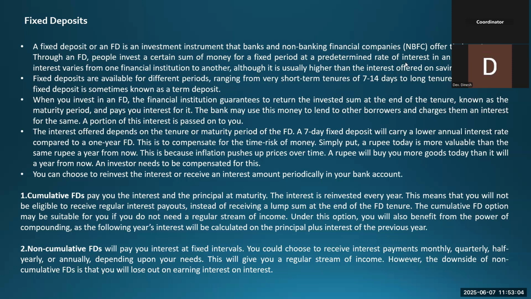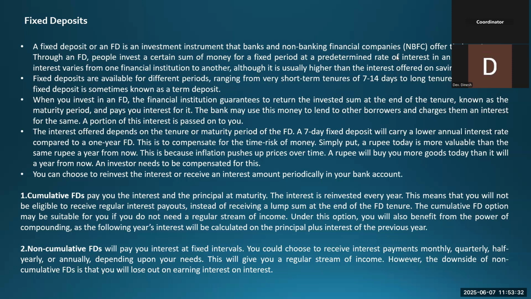You can choose to reinvest the interest or receive an interest amount periodically in your bank account. So the interest can be paid out every month or it can be paid on maturity. Depending on your requirement, you can say I need the interest payout on my FD every monthly or quarterly or half yearly or annually, or at the time of maturity itself, the bank can give me the interest.